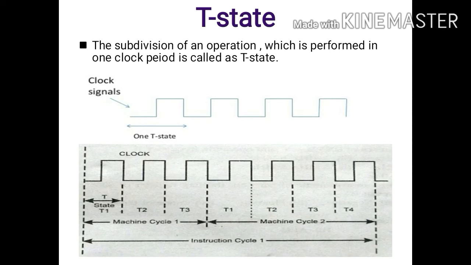Microprocessor performs an operation in a specific time period, that is a specific clock cycle. Each clock cycle is called a T state. The subdivision of an operation which is performed in one clock period is called a T state. The number of T states required to perform an operation is called a machine cycle. A machine cycle consists of 3 to 6 T states and one T state is of one clock period.